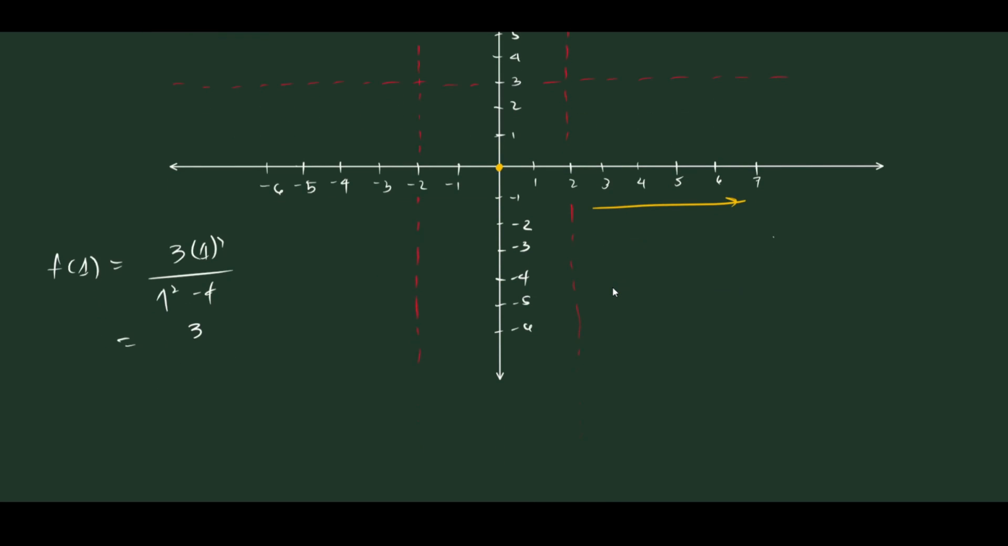So this will be 3 over negative 3, so this will be negative 1. Okay, so f of 1 is negative 1. That's very cool. And since we know that this is symmetric with respect to the y-axis, we should also have another point here, right? That is the use of the symmetry. So it's very useful indeed.